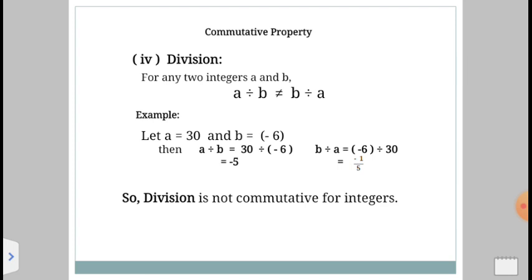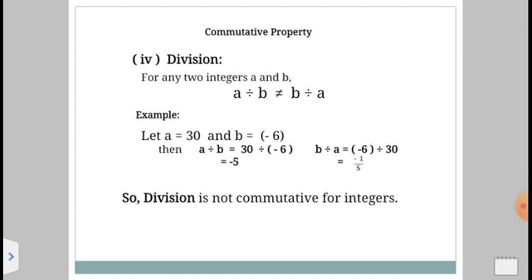Now, let's check with division. For any two integers a and b, a divided by b is not equal to b divided by a. Let a is equal to 30 and b is equal to minus 6. Then a divided by b is 30 divided by minus 6, 30 in the numerator, minus 6 in the denominator. So you get minus 5. Whereas b divided by a, minus 6 by 30. You get minus 1 by 5.